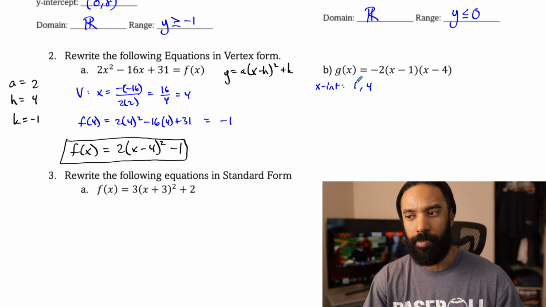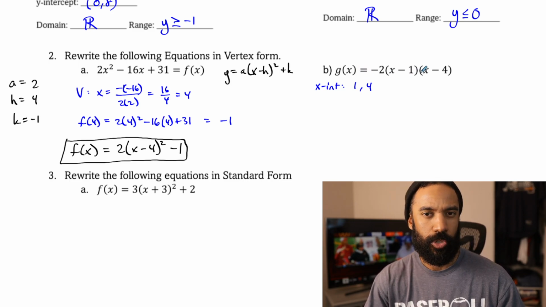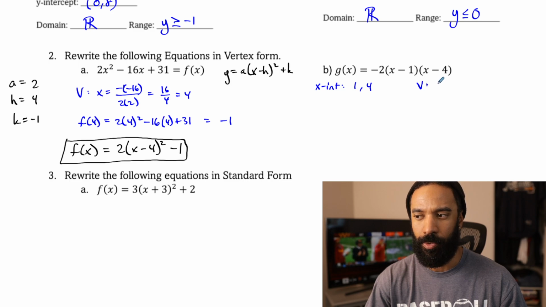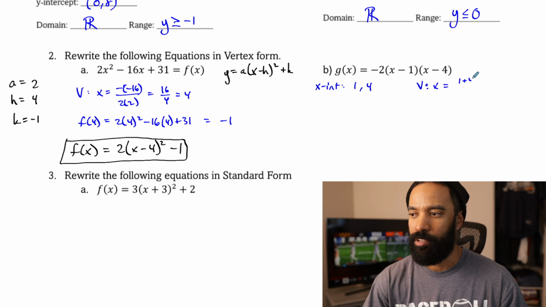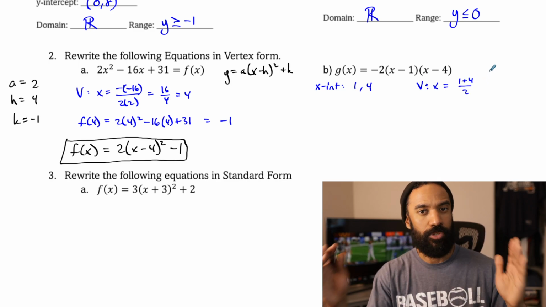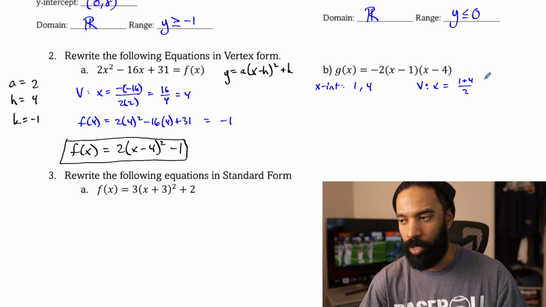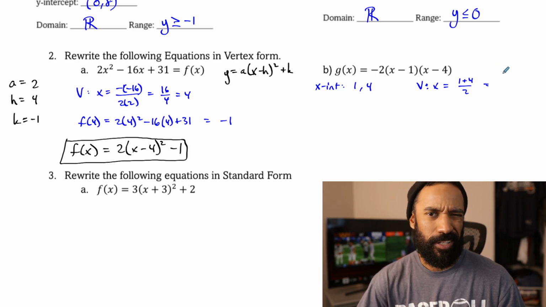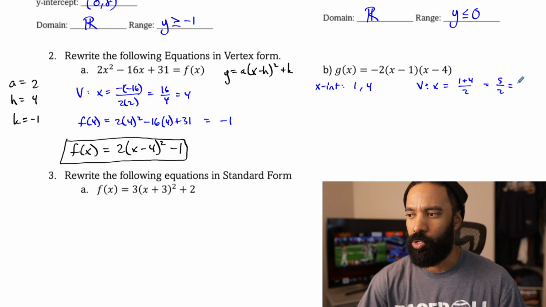So half the distance between these is where the axis of symmetry appears, the vertex x value, or h, if you will. So 1 plus 4 divided by 2. Average your two values, or half the distance between, either or. Because I don't have a graph, I don't really want to talk about half the distance. 5 over 2 is 2.5.